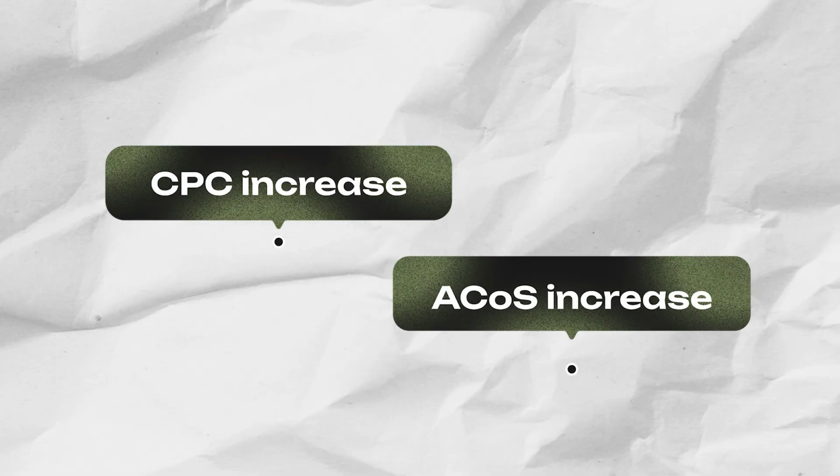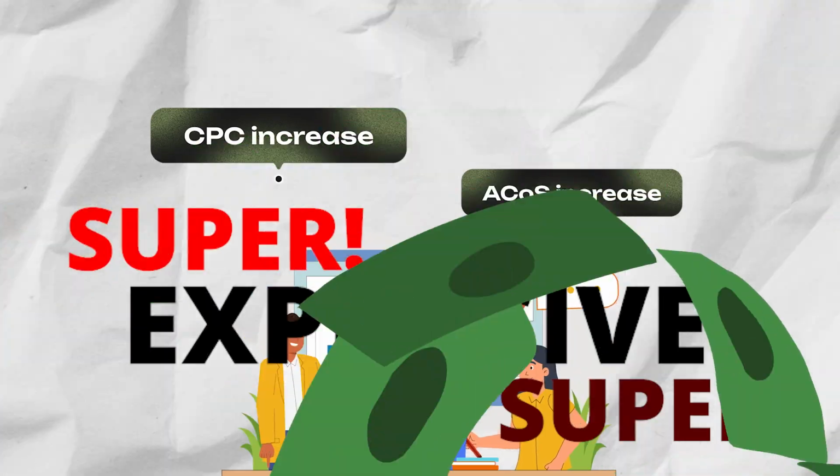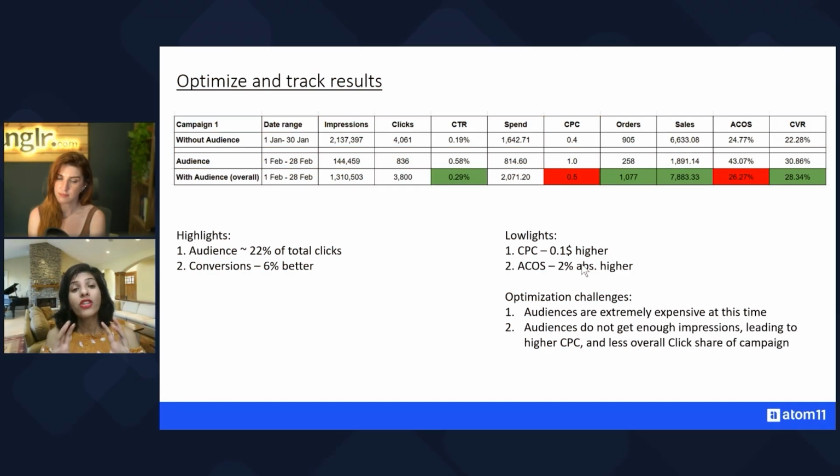CPC increased, ACOS increased, and that leads me to tell you audiences are super, super expensive. This is one of the cases where it actually worked out really well. In about 8-ish cases, you will have to pause the audience or reduce bid a lot because your ACOS will go really, really high. When we ran the same campaign without the audience, the conversion was 22.8%, 28%. The audience itself had a conversion of 30%, and then overall the campaign had a conversion of 28%. So the conversion increased.